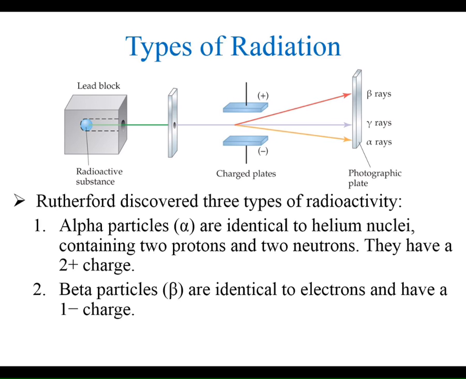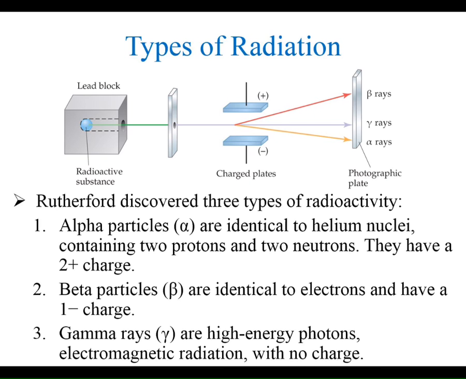So that's our betas. And then the last ones are the gammas. The gammas are not actually particles at all. They are just pure photons, which you could argue is a particle, but they really have no mass, and they're neutral. So the gamma is neutral. So heavy positive particle, super lightweight negative particle, just neutral energy.